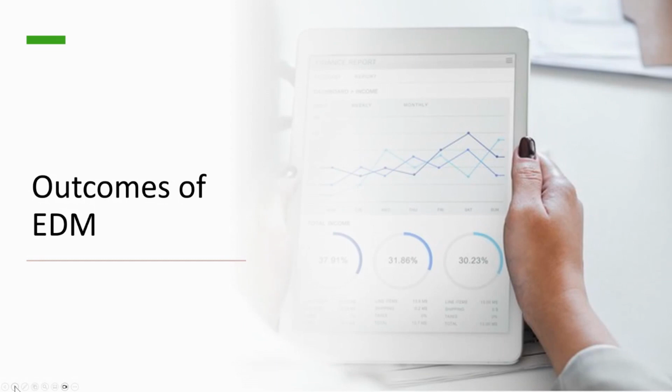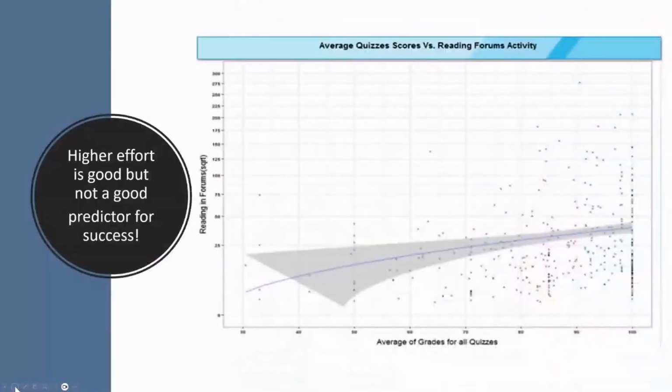Again, this is a basic thing that we analyzed, but going forward, I'll also show you what the outcomes were of the educational data mining. We also found these three pretty interesting insights. One was that higher effort is good, but it is not a good predictor of success.